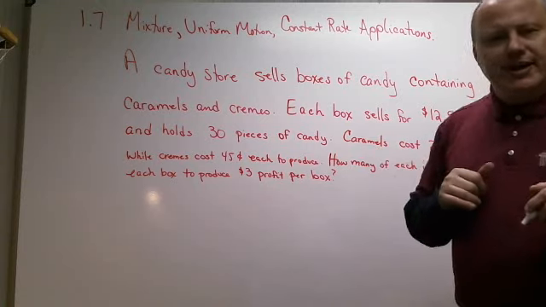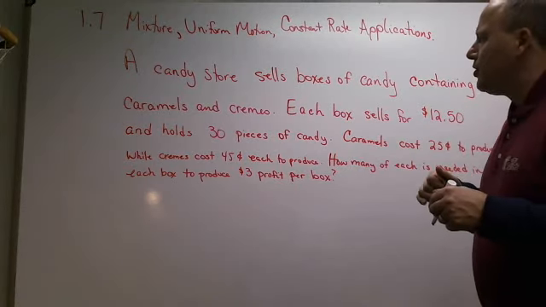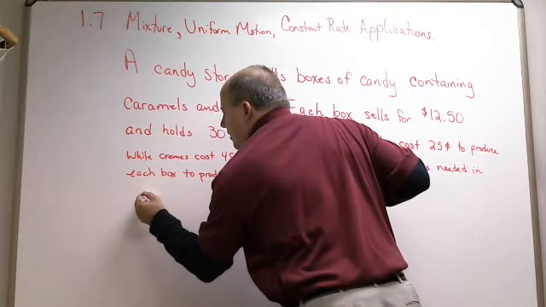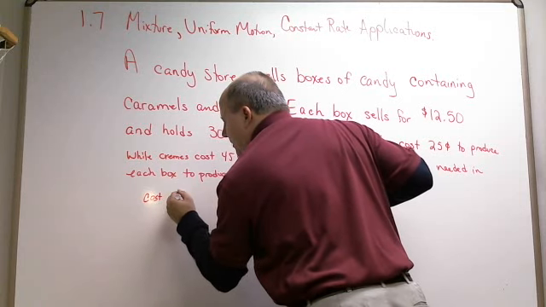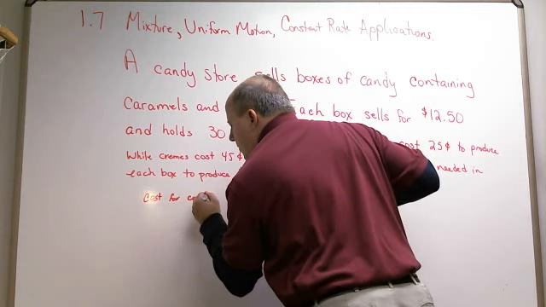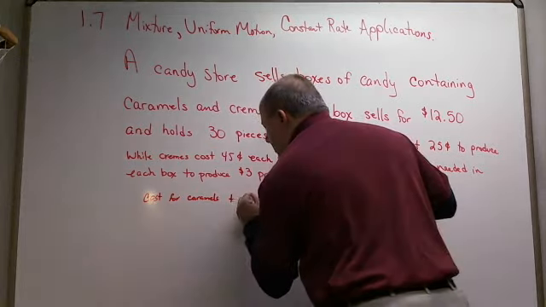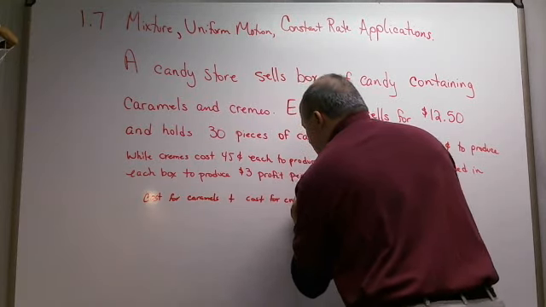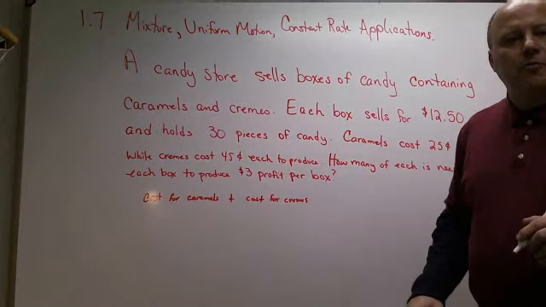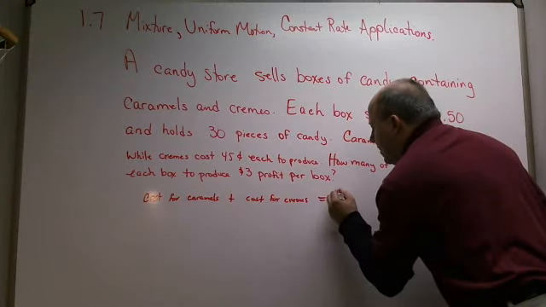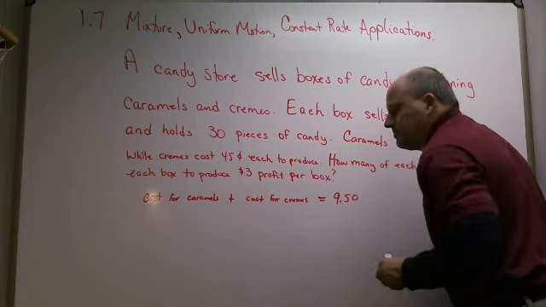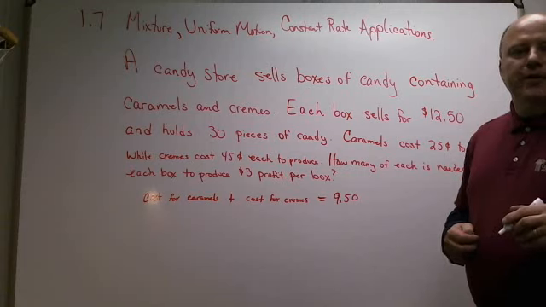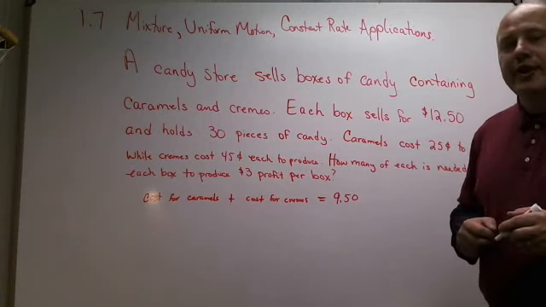So it is a mixture kind of problem, and so you have some that are caramel. So we have the cost for the caramels plus the cost for the creams. That should be the cost of the whole box, which actually is going to be $9.50, because you got a $3 profit. So what is the cost per caramel? Well, you don't know how many caramels you have, nor do you have creams.